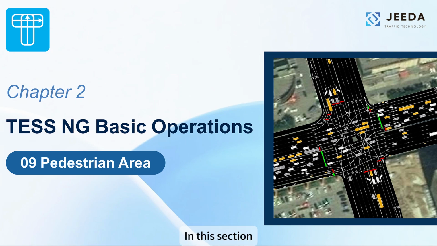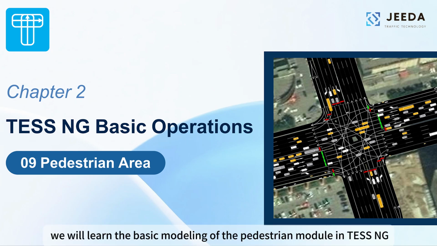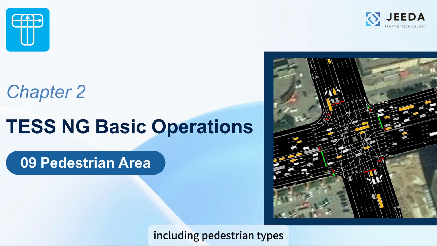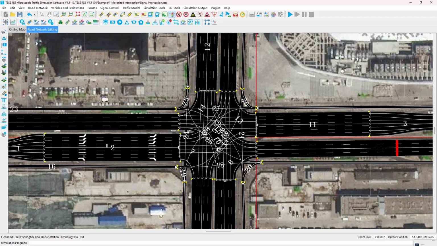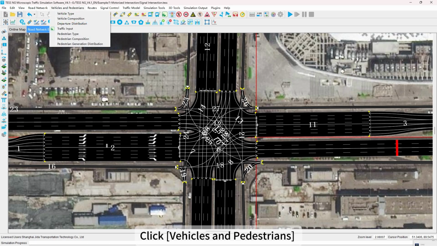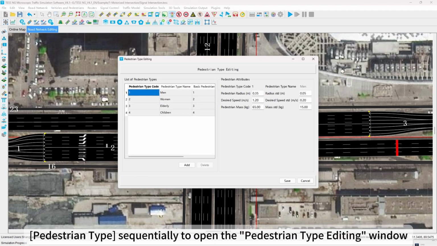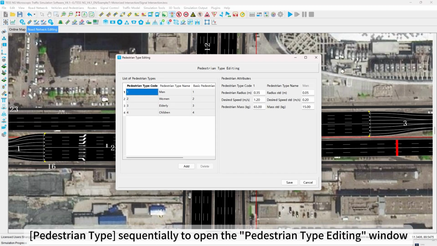In this section, we will learn the basic modeling of the pedestrian module in TESS NG, including pedestrian types, pedestrian composition, and the creation and setup of pedestrian areas. Click Vehicles and Pedestrians, Pedestrian Type sequentially to open the pedestrian type editing window.